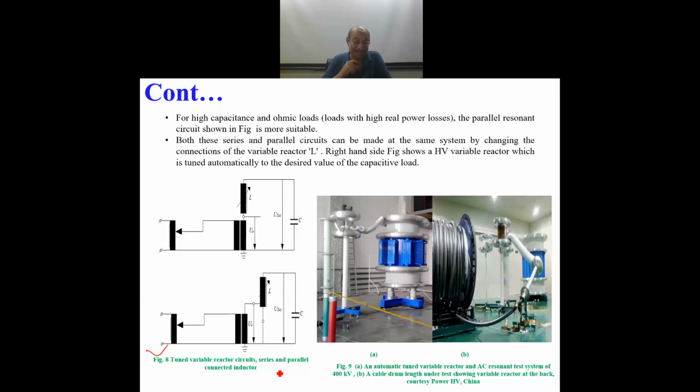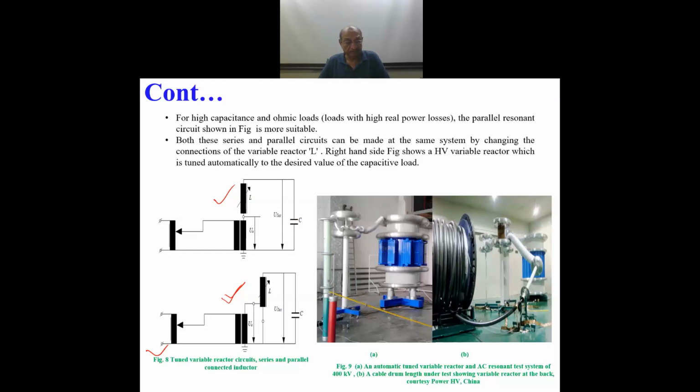Series and parallel connected inductor. In this, as you see, this is the variable reactor, connected in series, and in this case the same variable reactor can be connected in parallel, and it is advisable under different conditions to use the series and parallel connections. For high capacitance and ohmic load, loads with high real power losses, a parallel resonant circuit as shown here is more suitable, and both these series and parallel circuits can be made in the same apparatus, same system, by just changing the simple connection of the variable reactor.